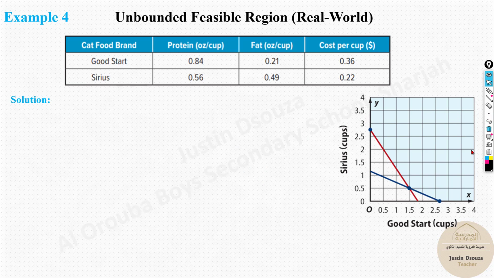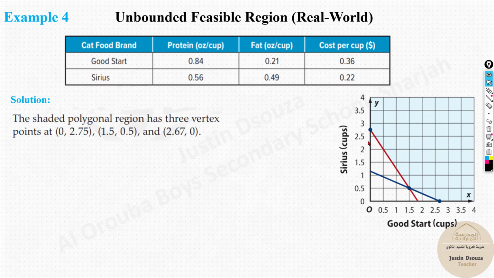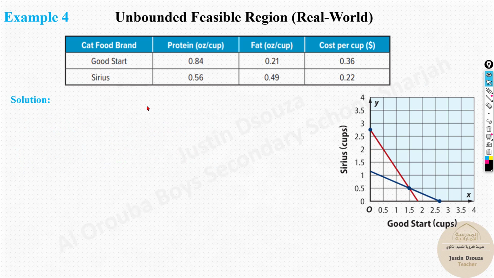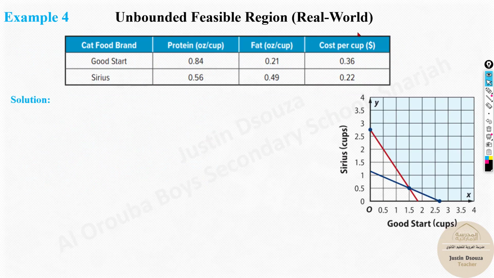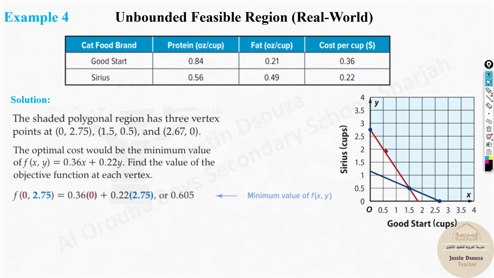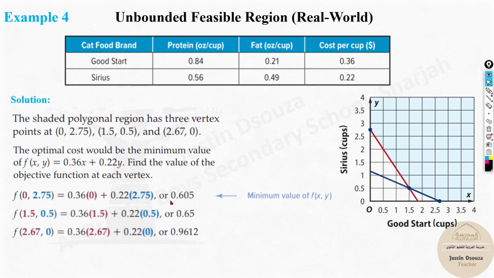So what happens is you have unbounded region. Why? Because both are going up. And therefore, which is the minimum, right? What we want is minimum cost. So we are looking for the minimum cost when you apply all the three vertex points in this unbounded solution region. You're going to get minimum cost at x is 0 and y is 2.75.